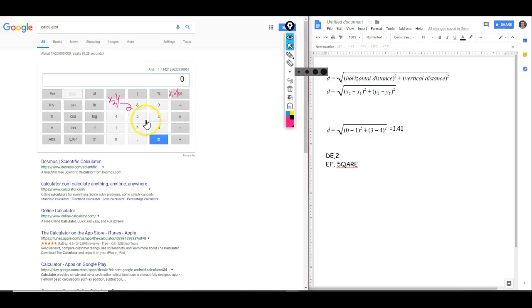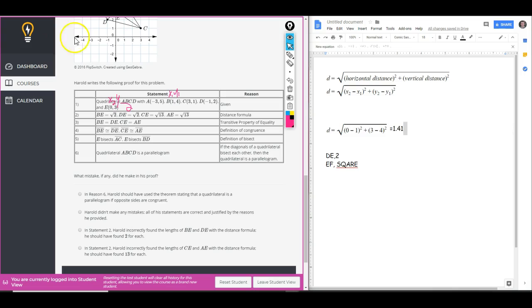One thing we can check is we hit square root of 2, and that equals 1.41. So yes, it is the square root of 2. That was correct. The next one is to check whether it should be the square root of 13 instead.